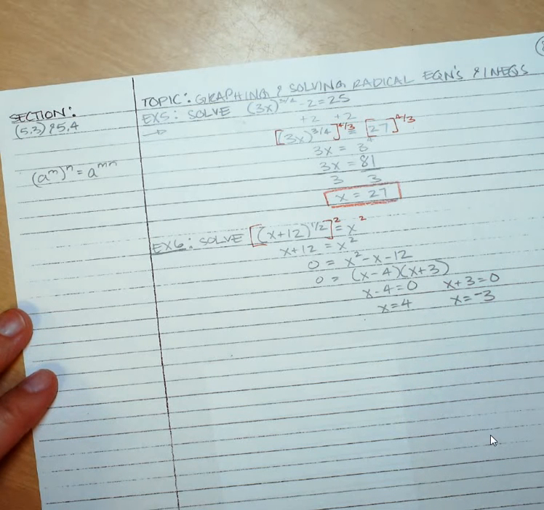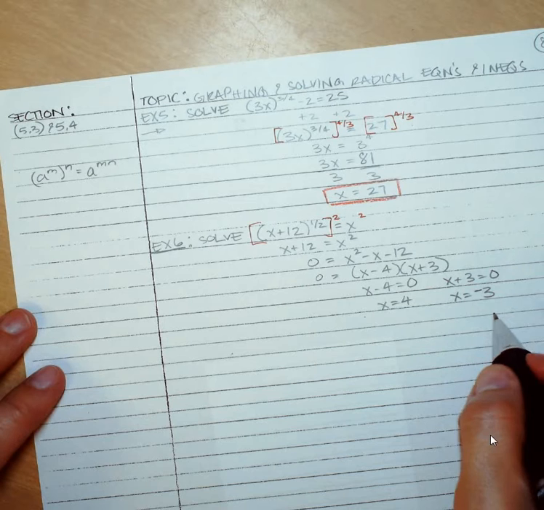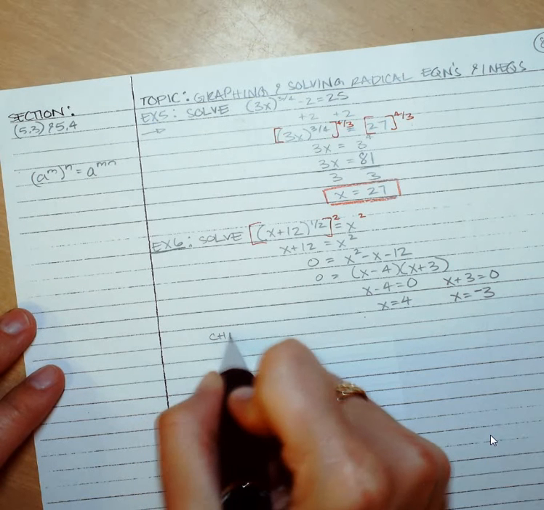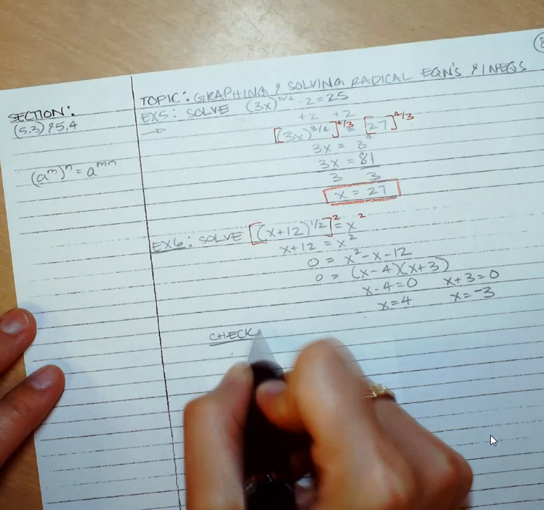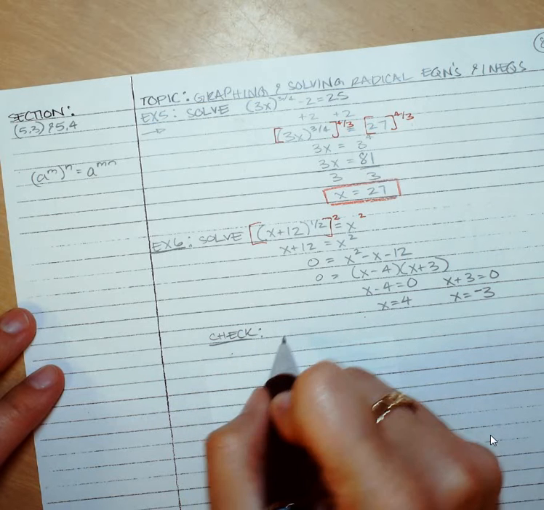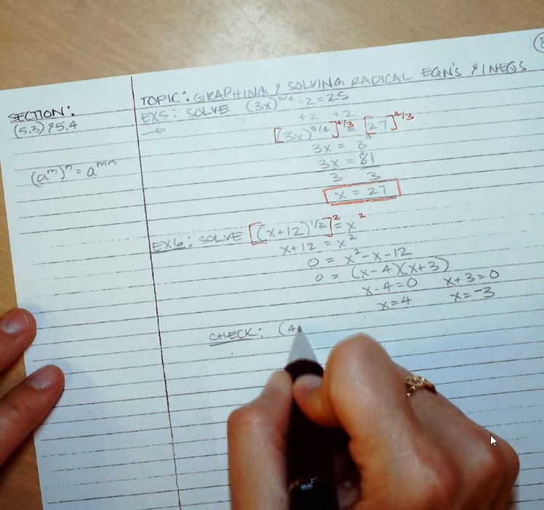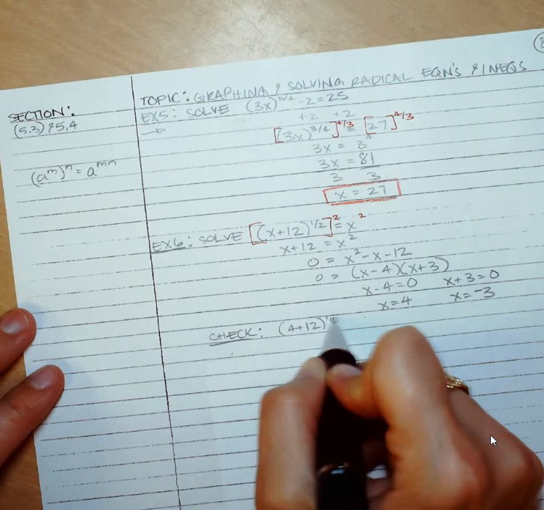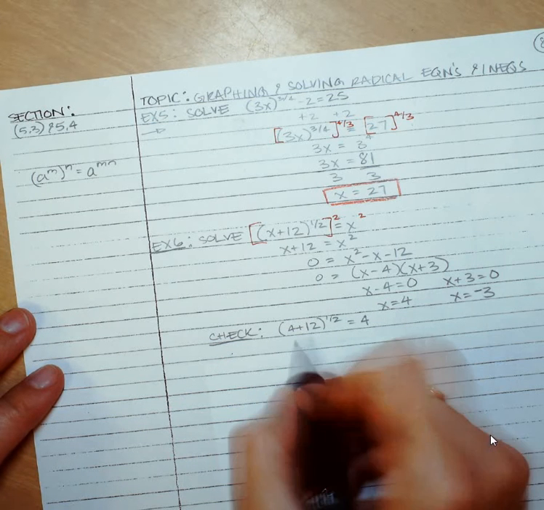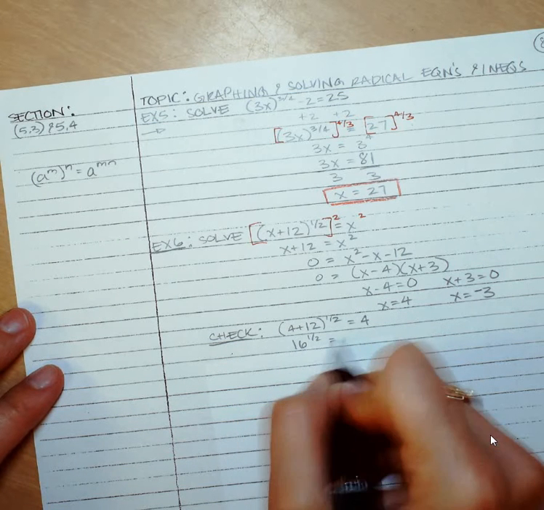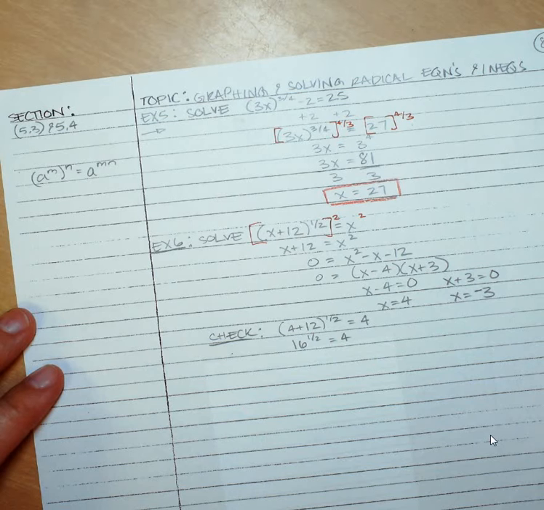So do both of these work? Let's take a look. So we have 4 plus 12 to the 1/2, does that equal 4? So 16 to the 1/2, that does equal 4. So that's an answer.